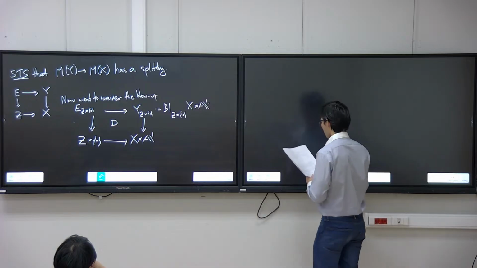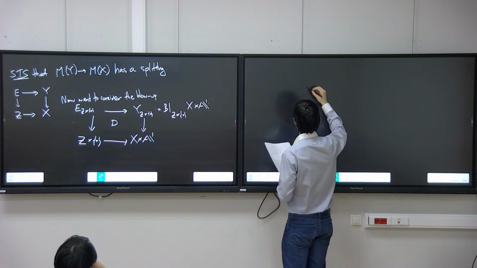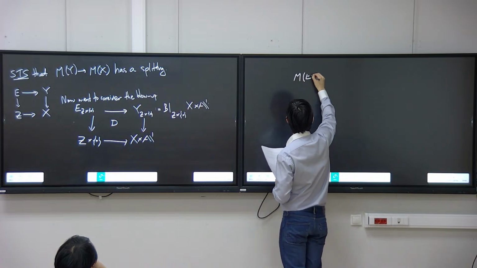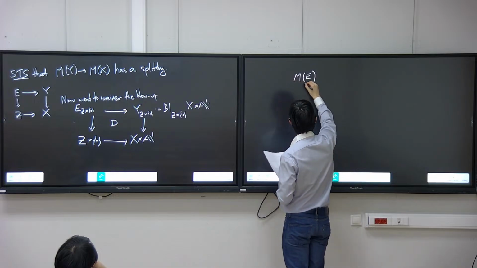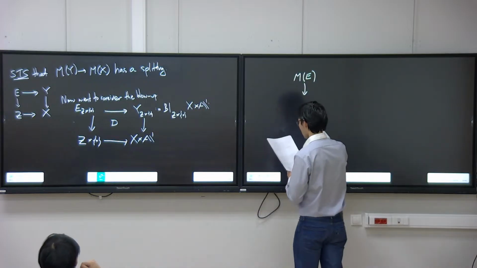So we have diagrams like this, right? I'm going to write it vertically. So M of E, the first blow-up square, gives us a triangle like this.